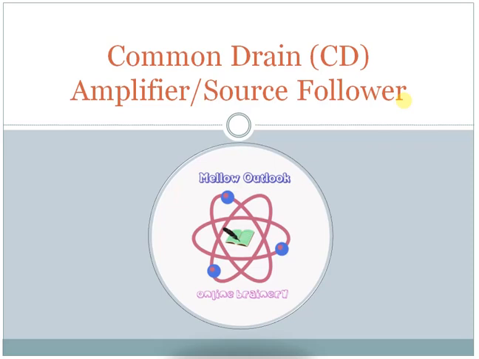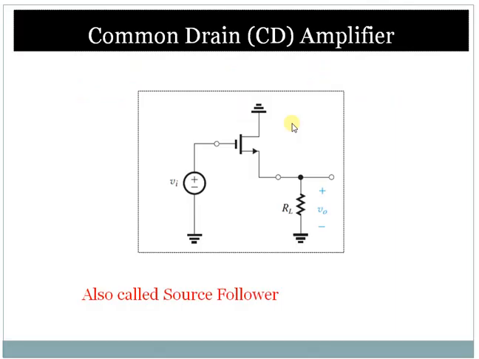Welcome to the tutorial on common drain amplifier, also called the source follower. The common drain amplifier, or the CD amplifier, or the grounded drain amplifier, is obtained by connecting the drain terminal to ground and applying the input signal Vi between the gate and the ground, and the output voltage is measured between the source and the ground across the load resistance RL. This configuration is commonly called the source follower.